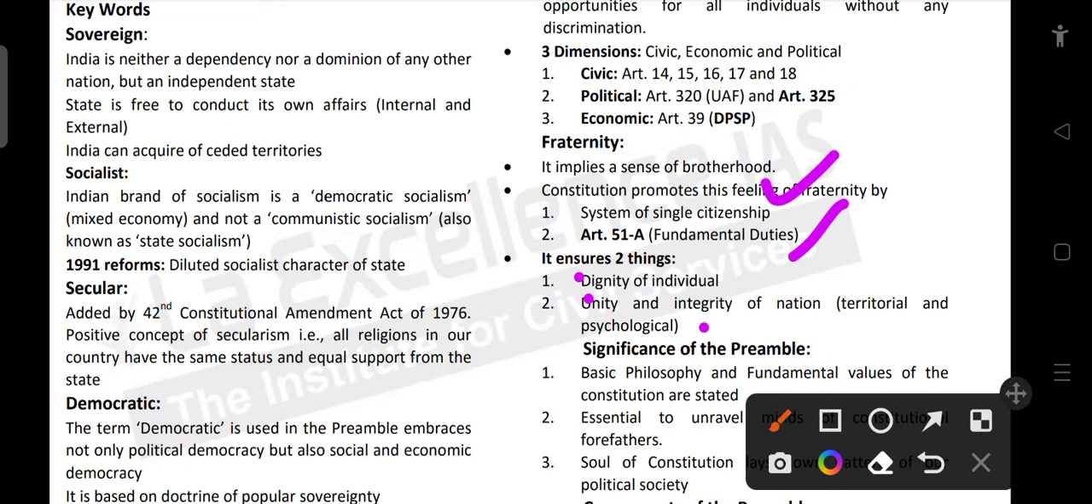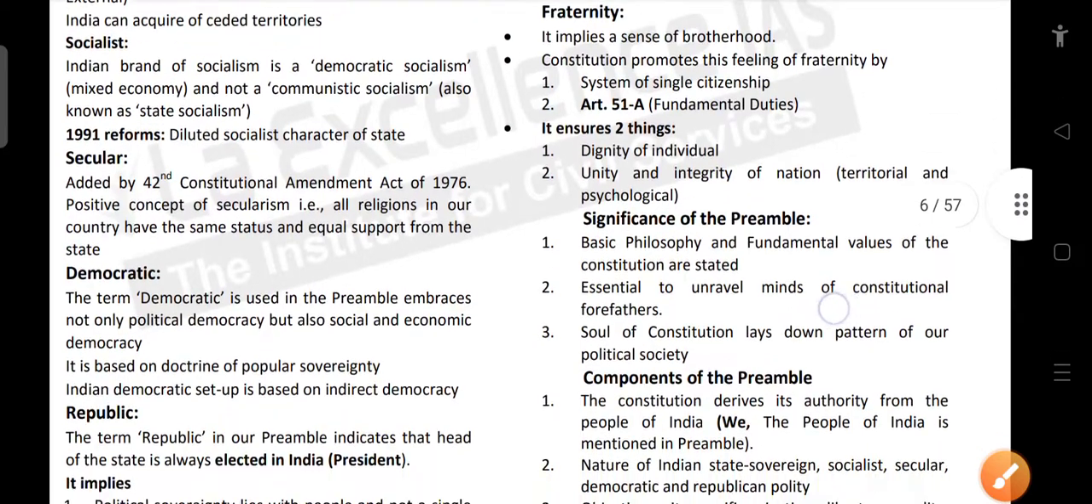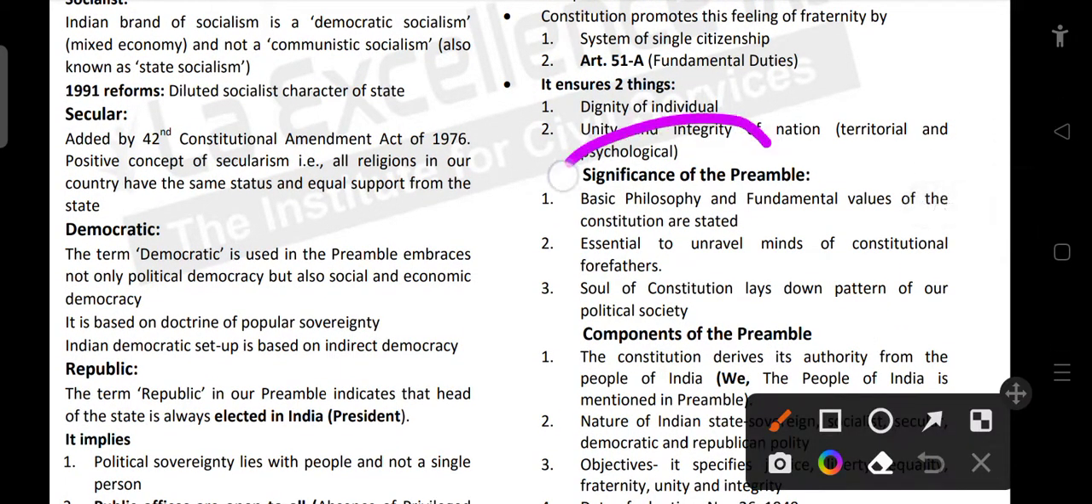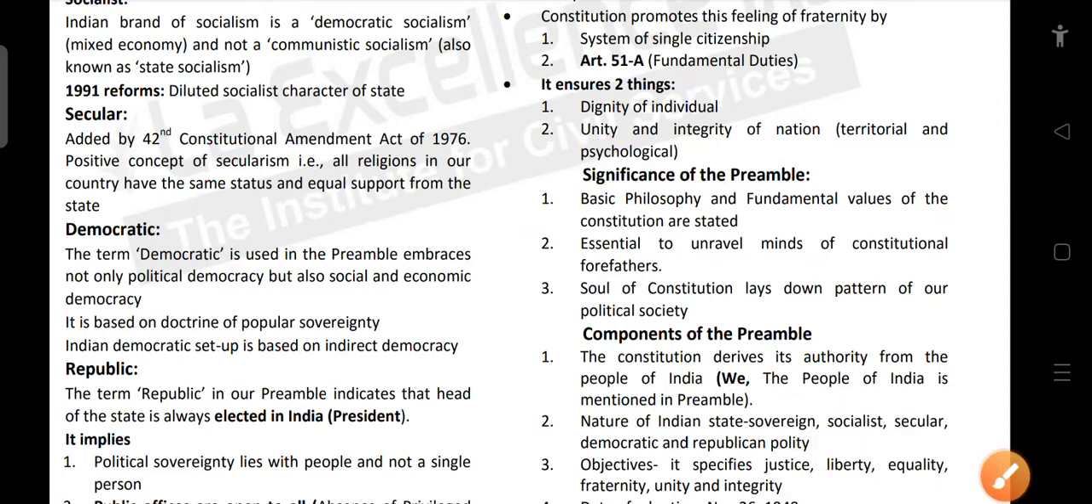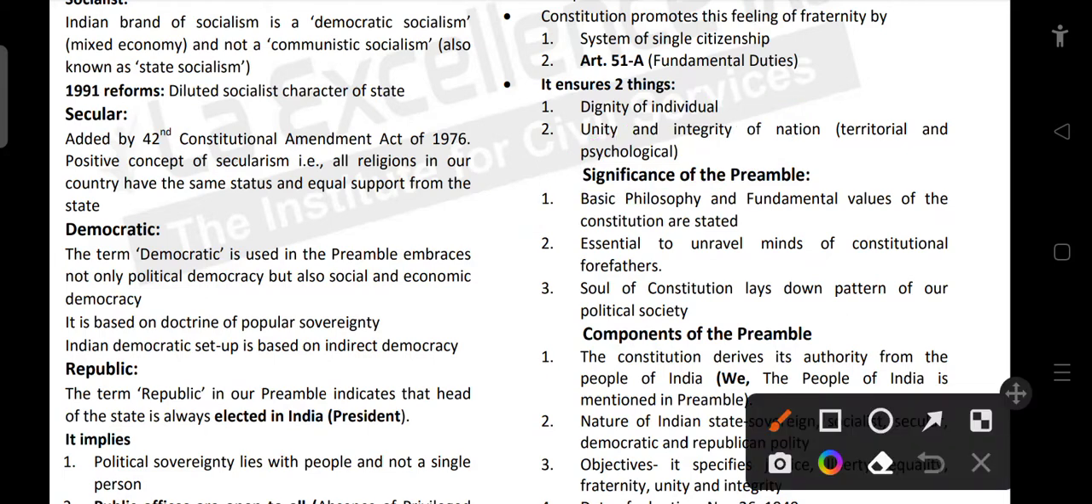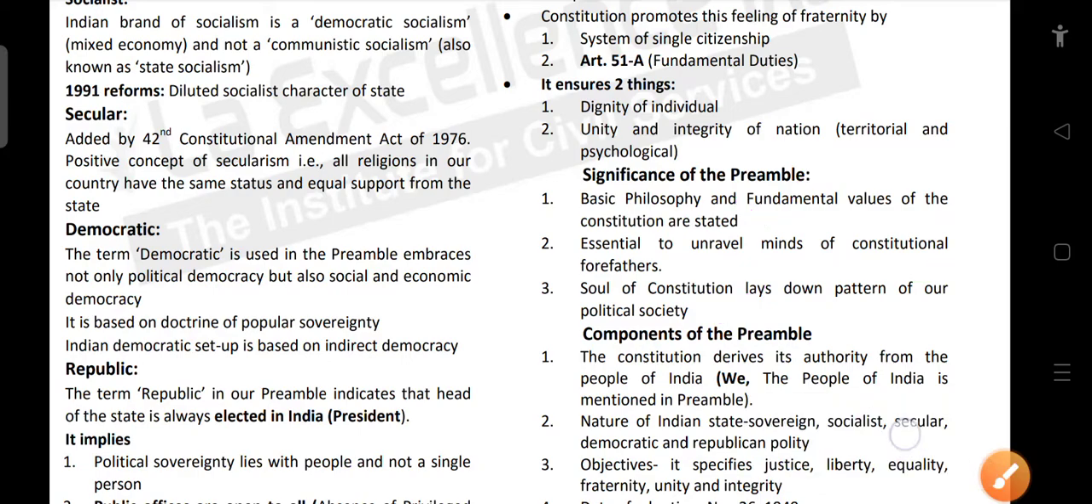So these are the various keywords mentioned in our preamble and their importance. Now what is the significance of this preamble? The basic philosophy and fundamental values of the constitution are stated. We get to know our forefathers' vision, essential to unravel the minds of the constitutional forefathers. It is the soul of the constitution and lays down the pattern of our political society. From that we know that ours is a democracy, it can never go back to monarchy. Ours is a secular state, we cannot support a particular religion anytime. These are the soul of the constitution which cannot be changed in any circumstances.